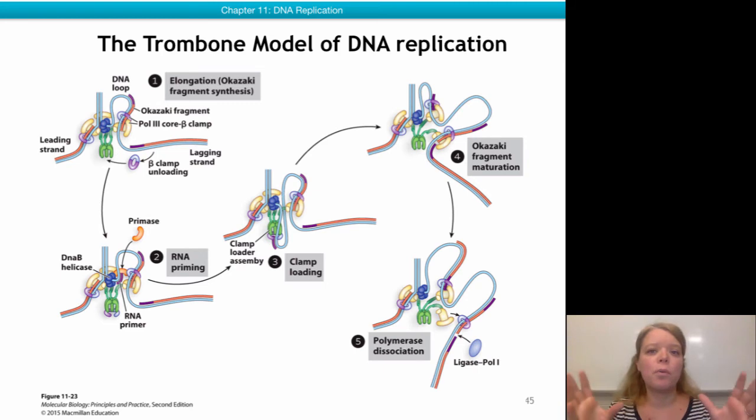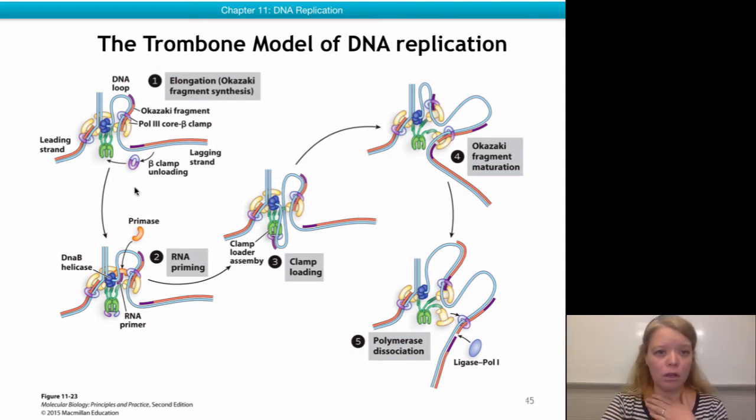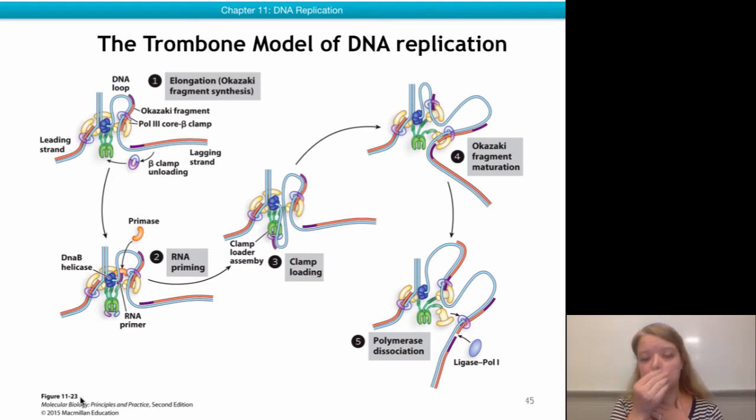Okay, now back to the trombone model of DNA replication. The reason it's called a trombone is because it kind of looks like a trombone. There's this extra lagging strand loop, like the trombone that has this big loop that you move back and forth when you play it. So this is a figure from your text.